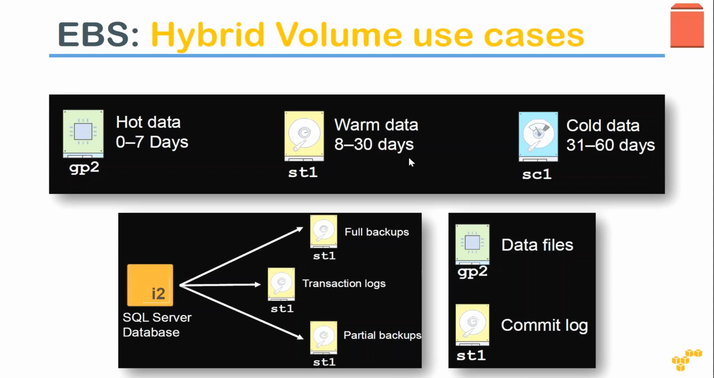And on the right hand side, as it is shown, the actual data files can be in GP2 also to improve the performance. As you can see, it is an SSD based disk. So the actual data will be faster for read and write operations, whereas the commit logs will be in ST1, that is a spinning disk.